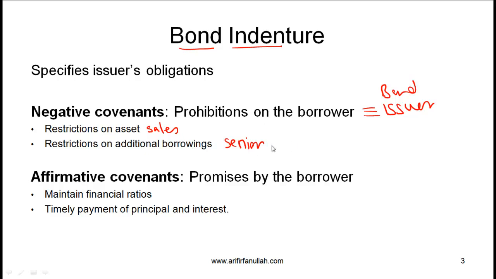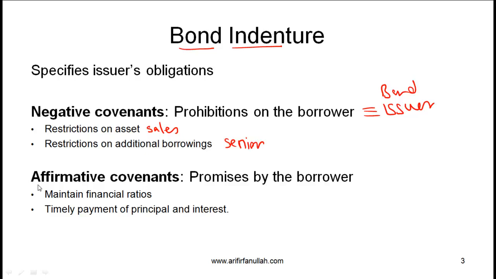There might also be restrictions on additional borrowings, especially borrowings that are senior to the debt which has been issued to me. And when I say me in this context, I am referring to myself as an investor. So clearly, as an investor, it will make me more comfortable if the issuer cannot borrow additional money, especially borrow money that is senior or has a priority over repayments that need to be made to me, the investor.